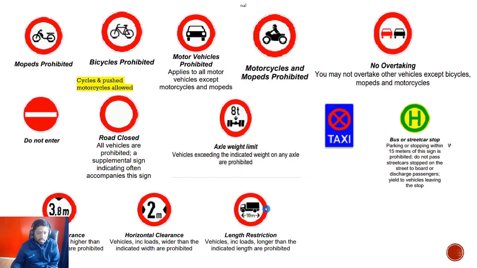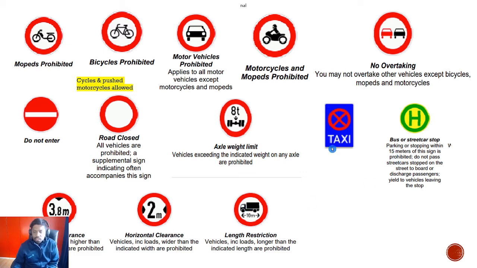If you see something like this, there are quite a lot of questions around this. This tells you that any vehicle which is more than 3.8 meters in height should not enter this road. Anything which is more than 2 meters in width, and you should also consider the load that you're carrying, should not enter. Again, there are length restrictions given on roads with these symbols.